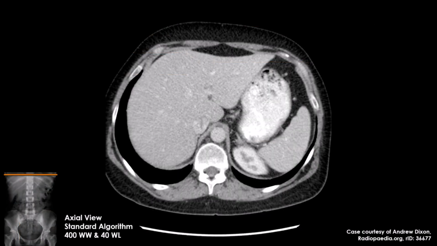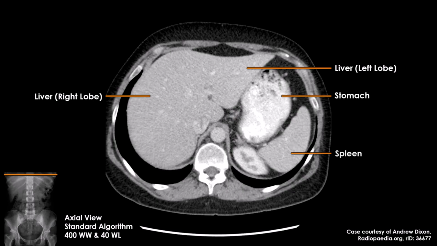This is an axial view of the same scan. We can see all of the same structures but in a different orientation. Notice that we are at the top of the abdominal cavity. We can see the right and left lobes of the liver. The right lobe is very large, filling almost the entire right upper quadrant. The left lobe of the liver is much smaller, and it shares the left upper quadrant with the stomach, the spleen, and the upper pole of the left kidney.